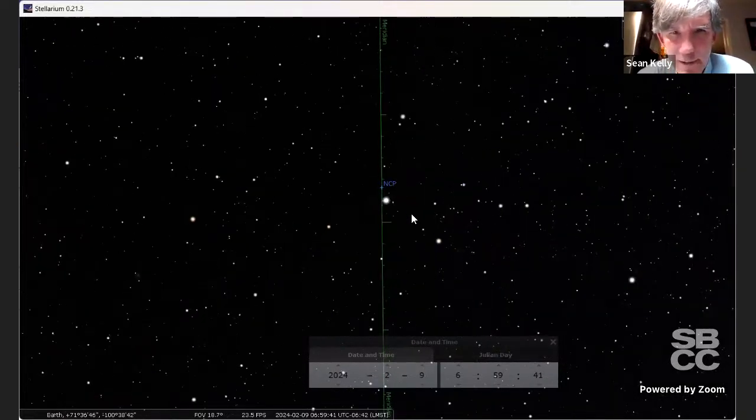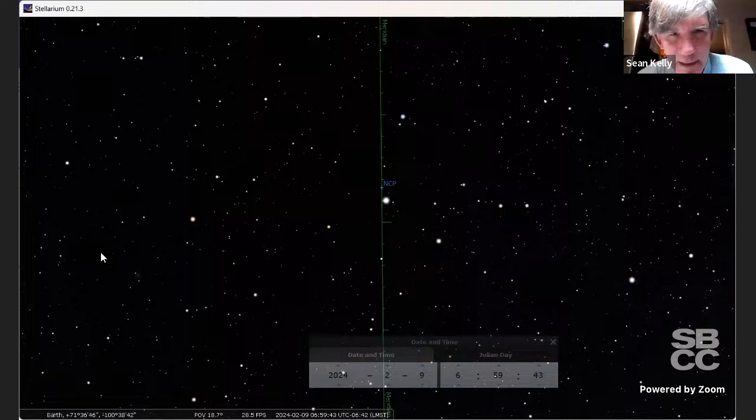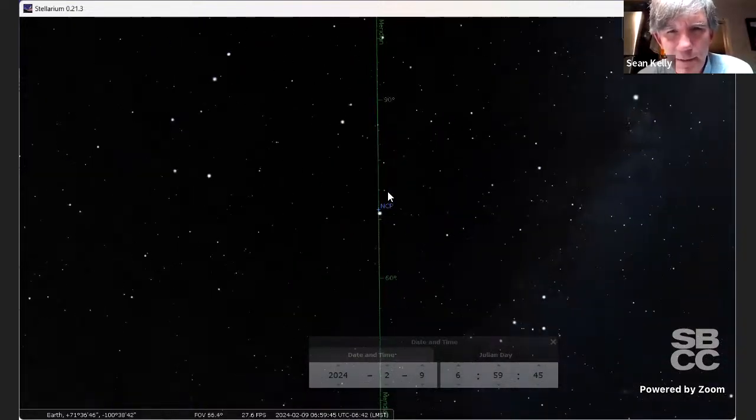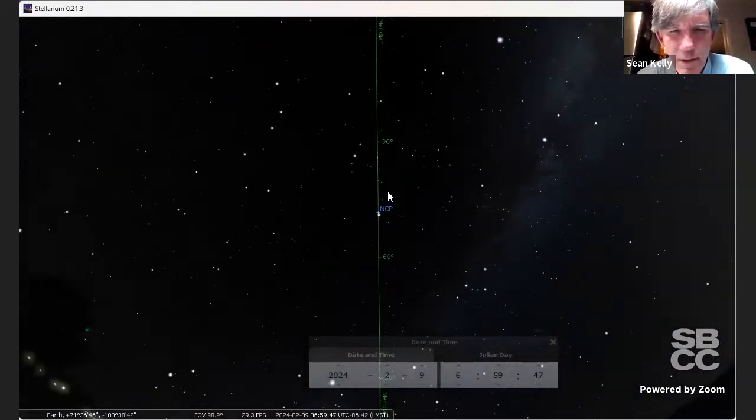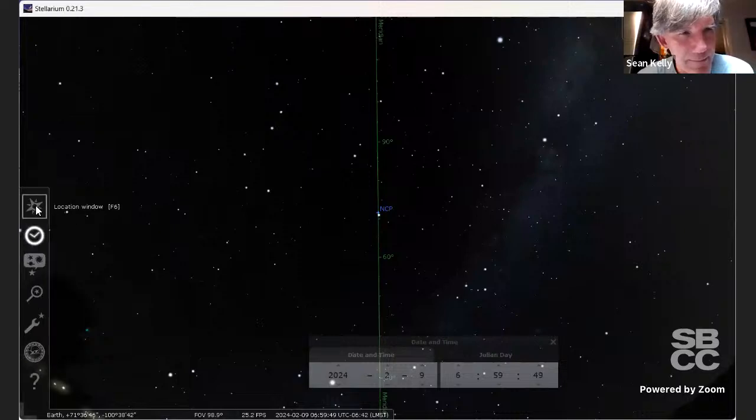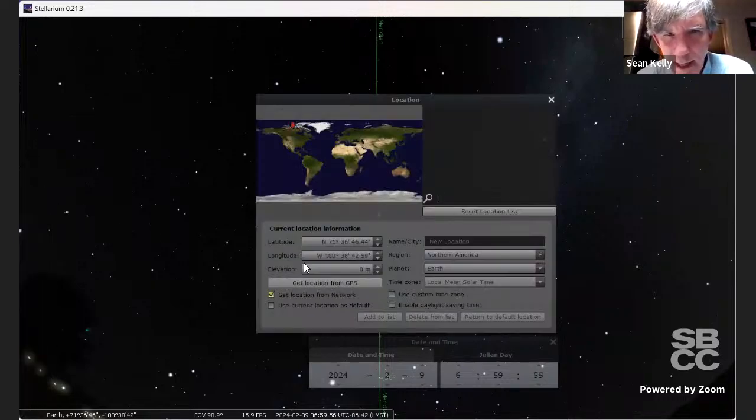So where am I on Earth? Approximately, am I higher on the Earth or lower on the Earth? What do you think? Higher. I'm higher. I'm going to show you what I picked. I just randomly picked, and look at the latitude right here: 71 degrees, 36 minutes. I just randomly picked that, right? I didn't do it with any intention.